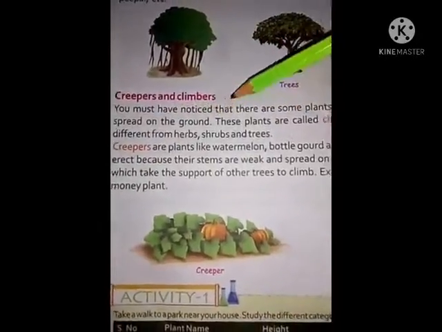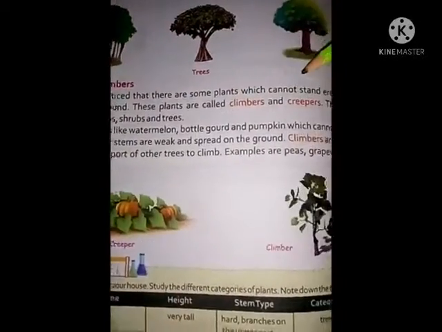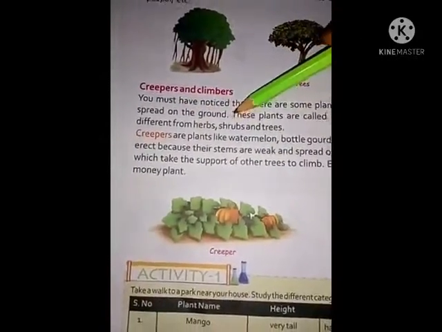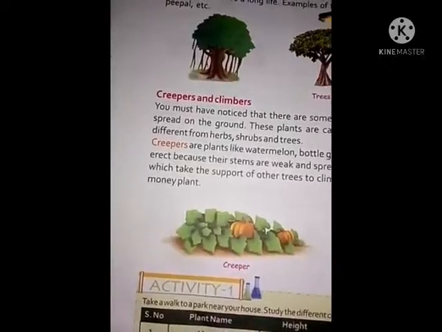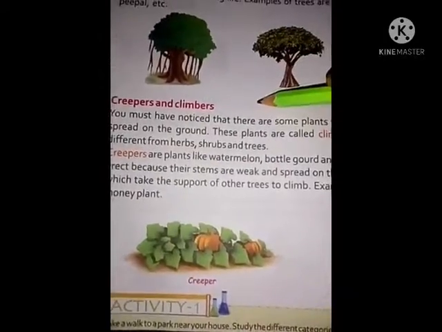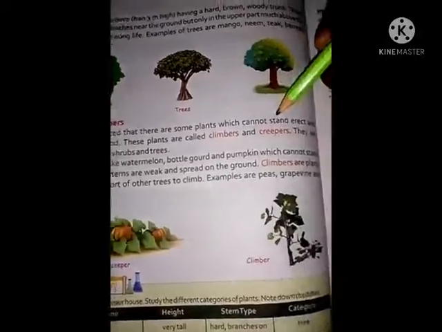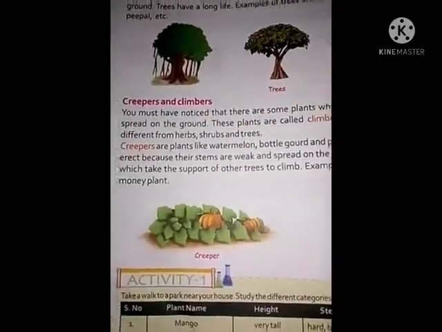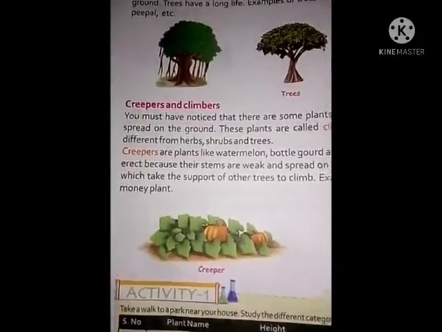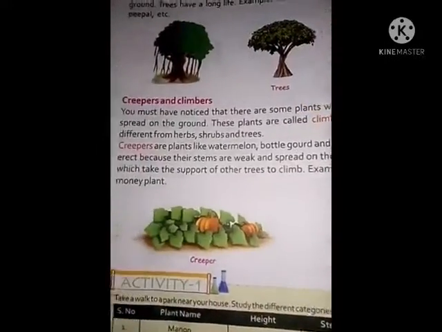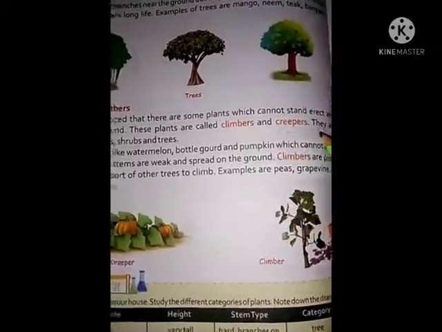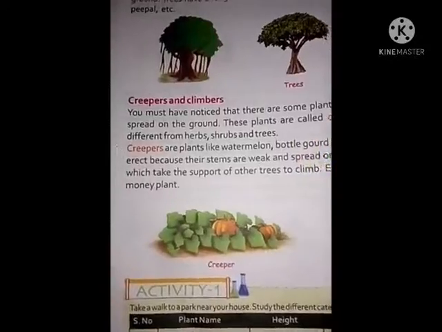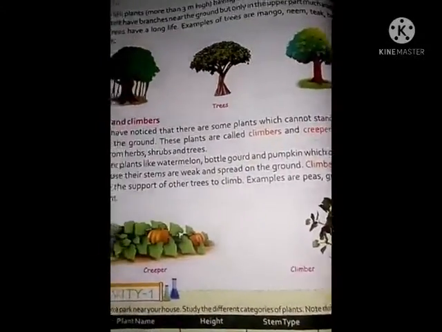You must have noticed that there are some plants which cannot stand erect and spread on the ground. These plants are called climbers and creepers. They are different from herbs, shrubs and trees.